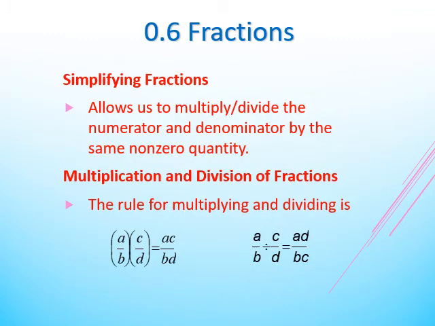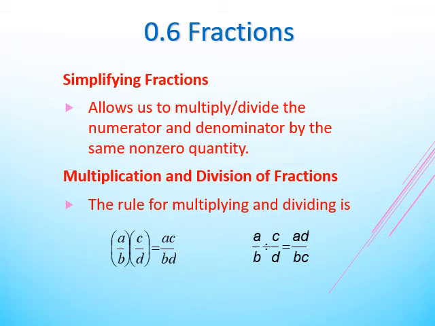Let's move to the fraction part, or the sixth section in this chapter, which is simplifying fractions. How do we simplify fractions? We simplify a fraction by multiplying or dividing the numerator and denominator by the same non-zero quantity. This is how to simplify the fraction. The rule for multiplying and dividing is as follows.